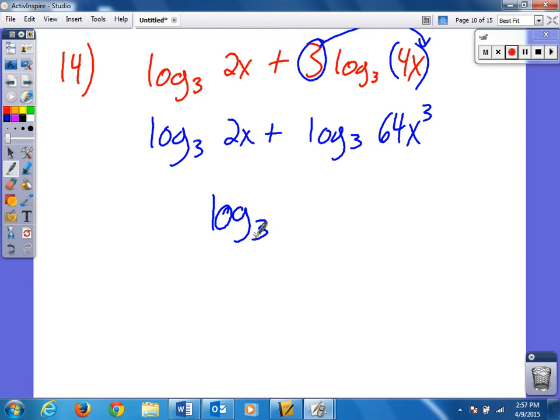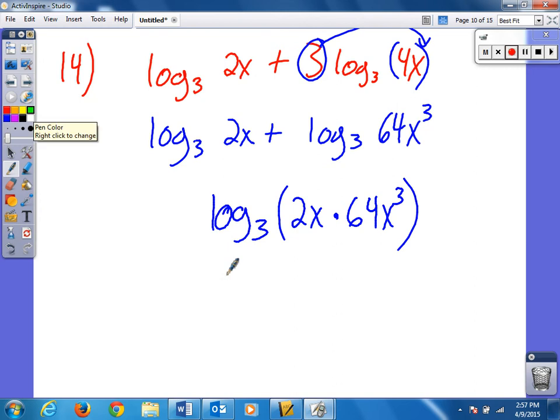So the log base 3 of, we have 2x times 64x cubed. Now some of you got there but just left it like that. You definitely want to simplify this all the way. Answers in math should always be simplified as far as you can go. So this is going to be 128x to the 4th. And that is the fully condensed logarithm.